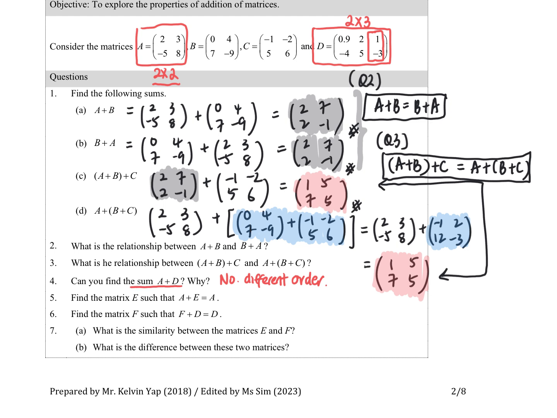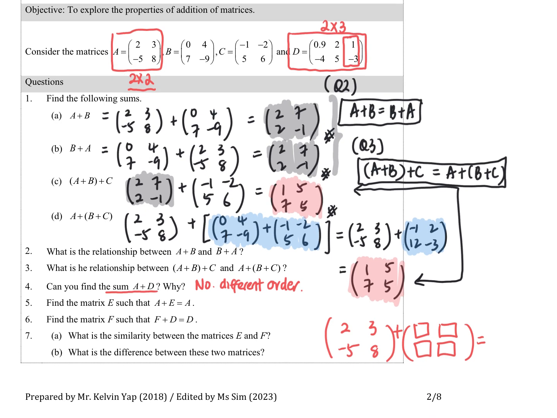Okay, next. They say, can you find a matrix E such that when I add it to A, I get back A? How can I find a matrix E? Okay, this is my A. I want to find a matrix E that when I add it up, I get back my A. What should the matrix E be? All 0. So the matrix E must be a 2 by 2 zero matrix.